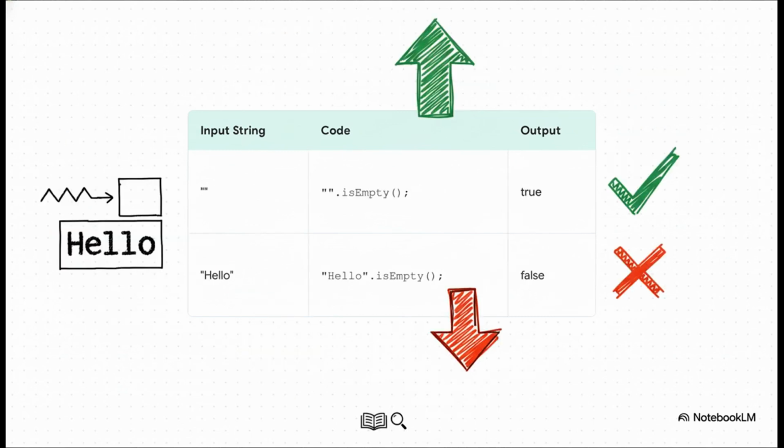Need a super quick way to see if a string has anything in it at all? The isEmpty method is perfect. It just gives you a simple true or false. It's the cleanest way to check if a string has 0 length.